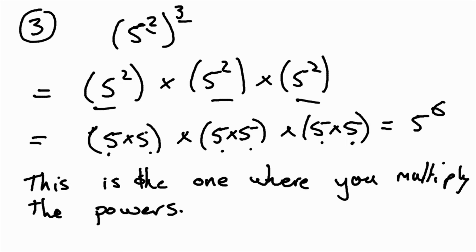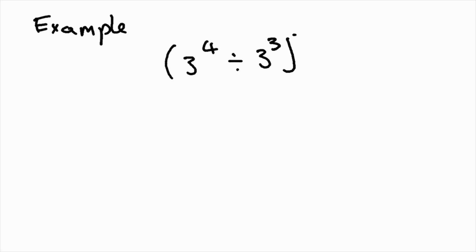So now we've got our three laws, we can look at an example. 3 to the power of 4 divided by 3 to the power of 3, but we're squaring all of it. So we've got multiple things going on here. So let's follow BIDMAS. The first thing we need to do in BIDMAS is the brackets. We've got brackets here, so we have to do everything inside the brackets first.